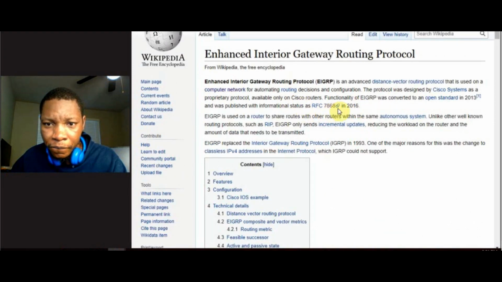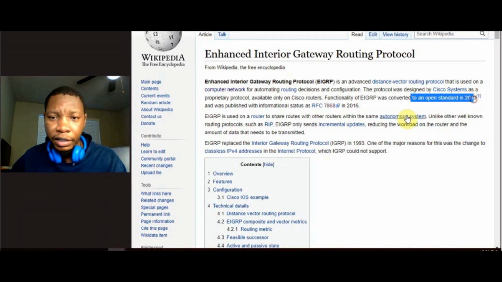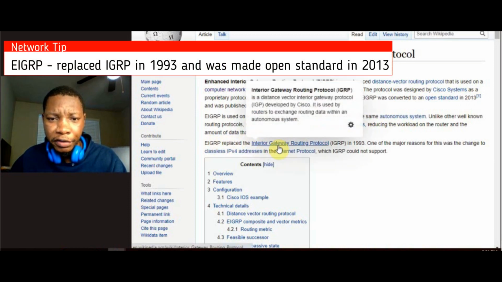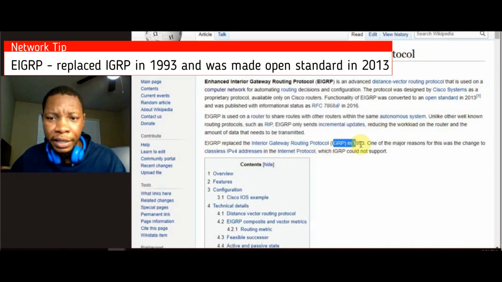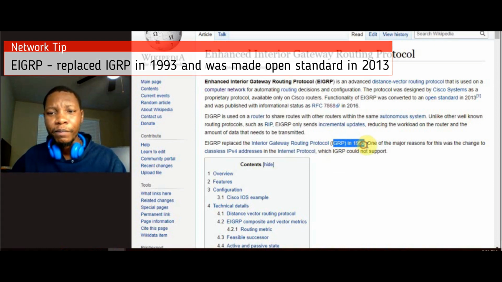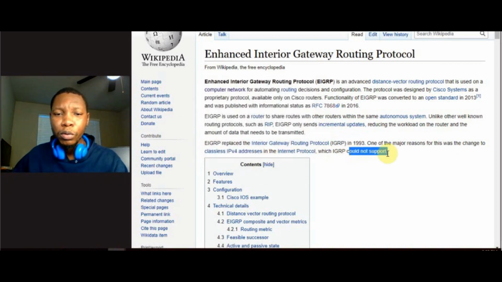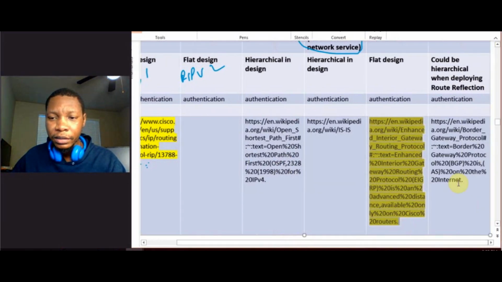When was it created? It doesn't really say. It's now an open standard. It was converted to an open standard in 2013. Originally, it was made by Cisco. EIGRP replaced Interior Gateway Routing Protocol, IGRP, in 1993. One of the major reasons for this was the change to classless addressing. IGRP could not support classless addressing. You see? So that's another good piece of information.